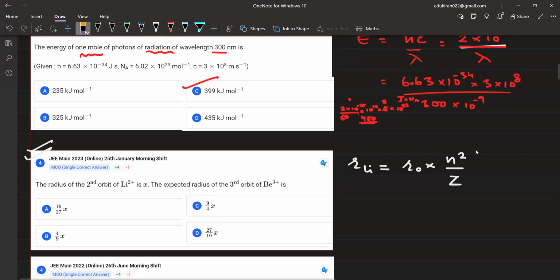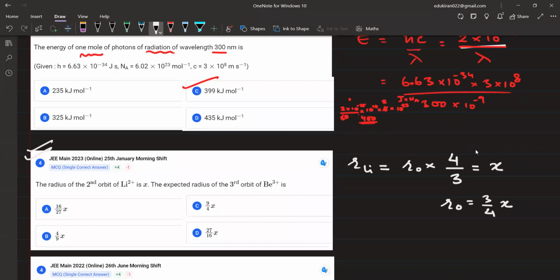What is the value of n for lithium? Second orbit, so it will be 2, right? And what will be Z? 3, right? And this value is equal to x. Correct guys, yes or no, please tell me. Now what will be R0? R0 will be equal to 3 by 4x. Correct, yes or no?